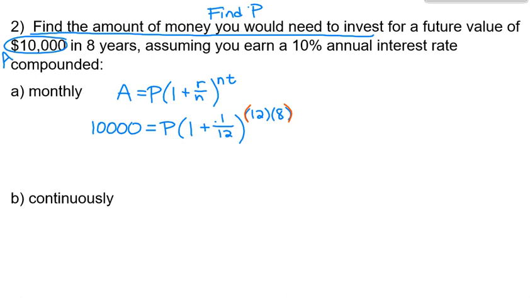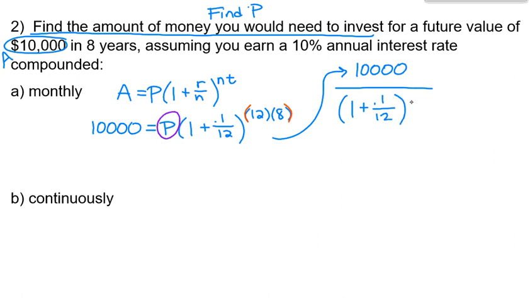Now we are trying to solve for P. All we need to do is isolate P. And we just have P times a number equals 10,000. So all we need to do is divide both sides by this number, as crazy looking as it is, and we'll have P by itself. 10,000 divided by this crazy looking number. 12 times 8 is 96, so I'll just call that 96. We put this in the calculator and we'll know the initial amount, the value to invest, called the principal P.